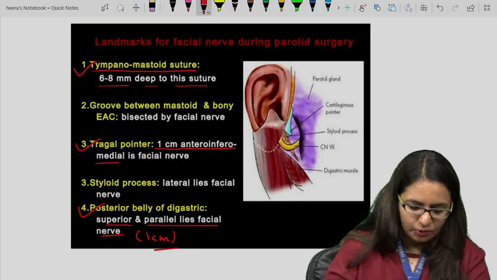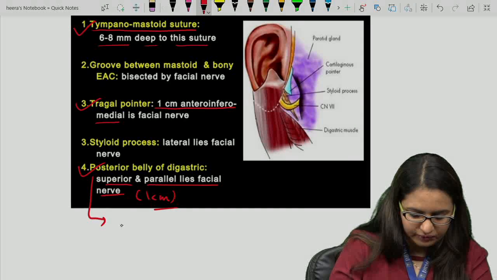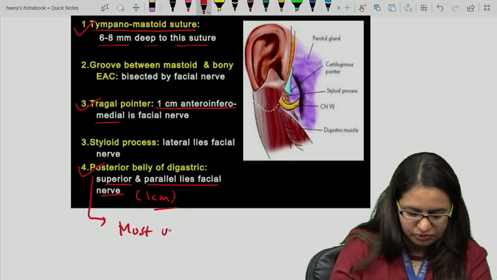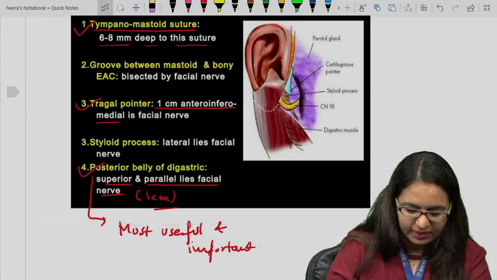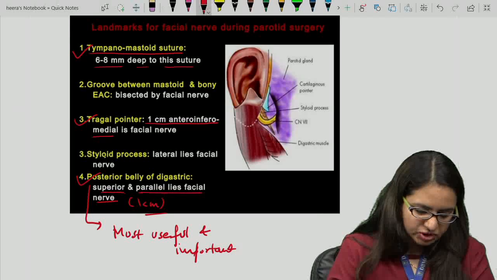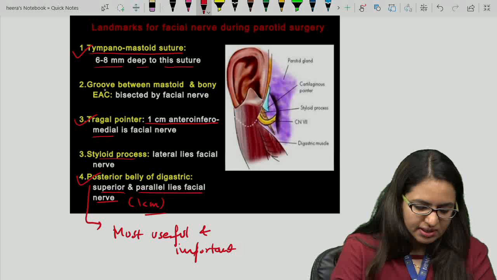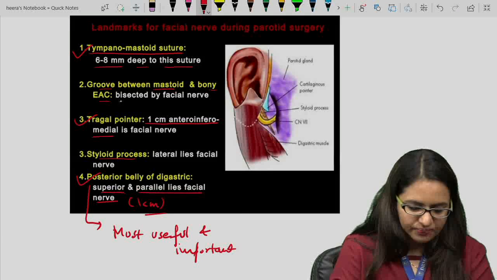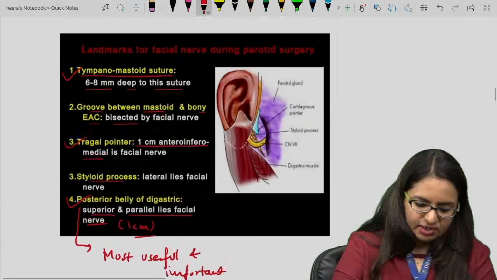So these are the three important landmarks, and among these, the most useful and the most important is the posterior belly of digastric. Apart from these we have others also, which include the styloid process. The facial nerve lies lateral to the styloid process, and there is a groove between the mastoid process and the bony external acoustic canal which is bisected by the facial nerve. So these are the surgical landmarks.